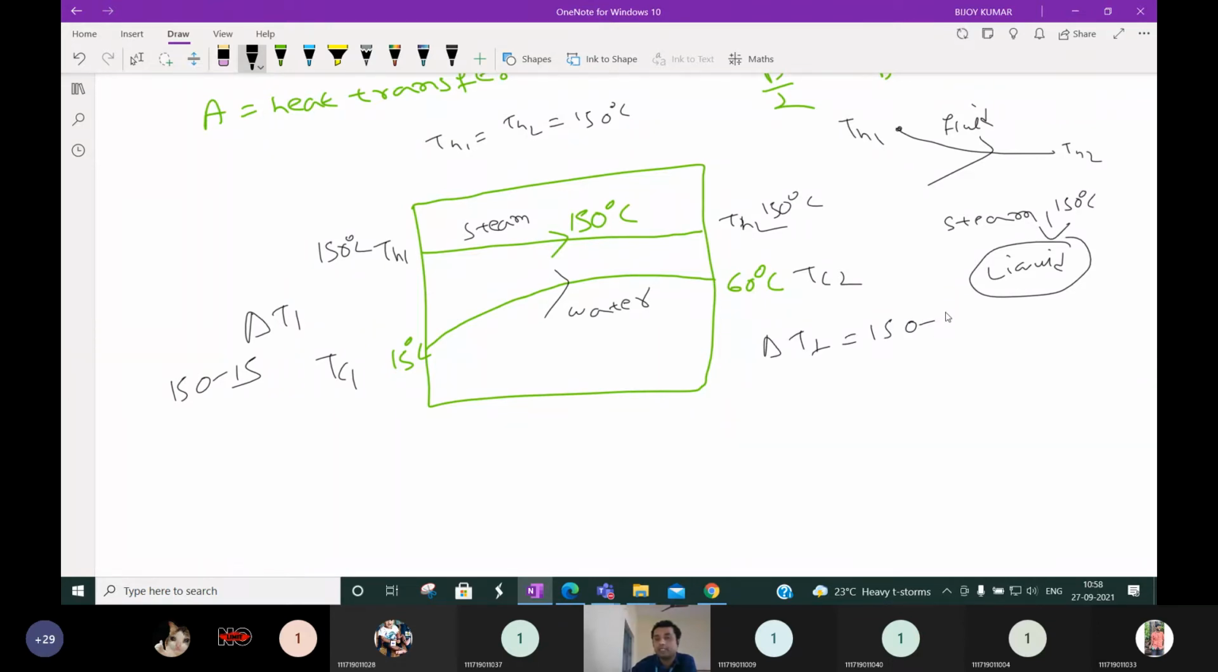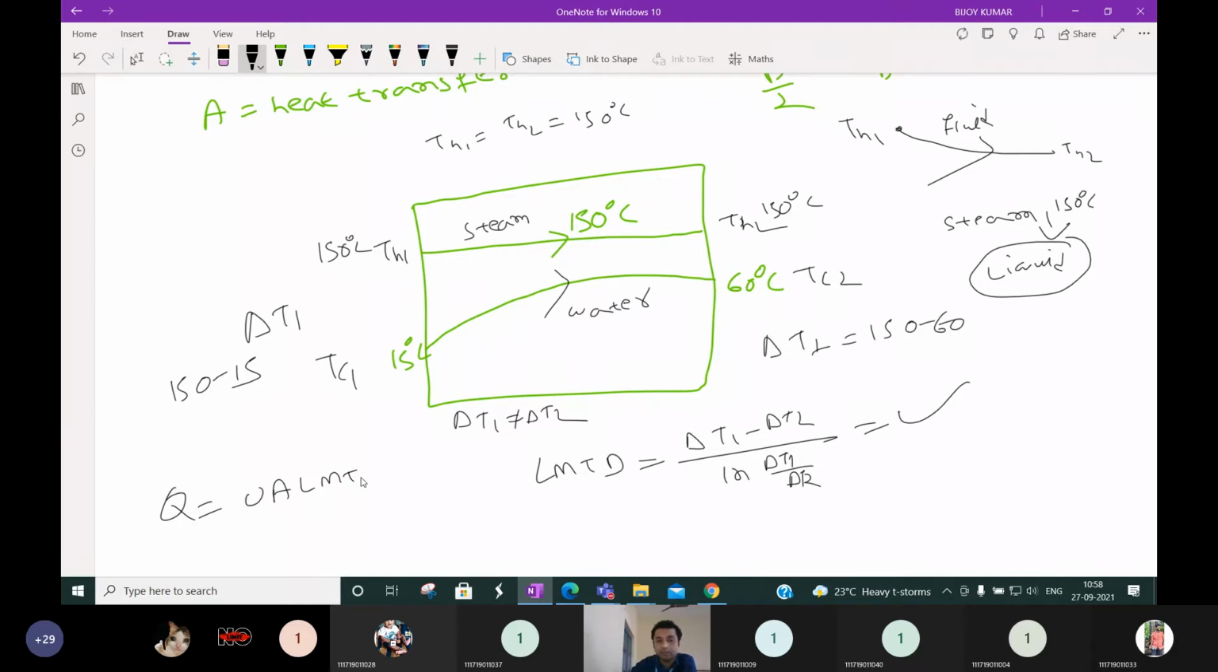150 minus 60. Okay, then LMTD. Here delta T1 is not equal to delta T2. So the LMTD formula will be delta T1 minus delta T2 by ln of delta T1 by delta T2. Okay, simple. So we can calculate this LMTD. So we have this formula, Q is equal to U A LMTD.